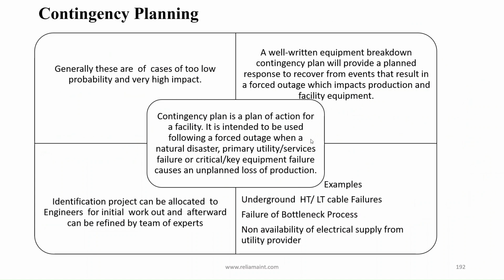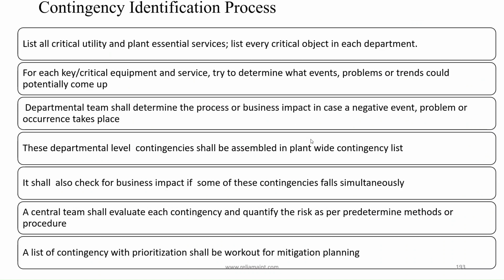Generally, these are cases of too low probability and very high impact. A well-written equipment breakdown contingency plan will provide a planned response to recover from events that result in a forced outage which impacts production and facility equipment. Identification project can be allocated to engineers for initial workout and afterward can be refined by team of experts. Examples: underground HT/LT cable failures, failure of bottleneck process, non-availability of electrical supply from utility provider.